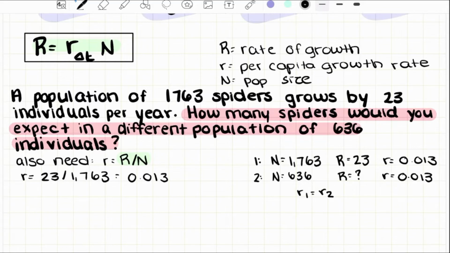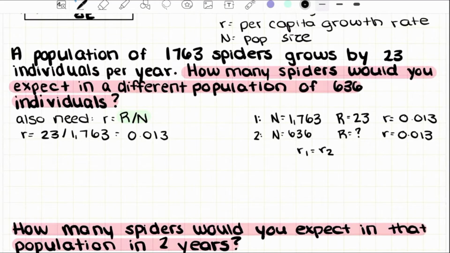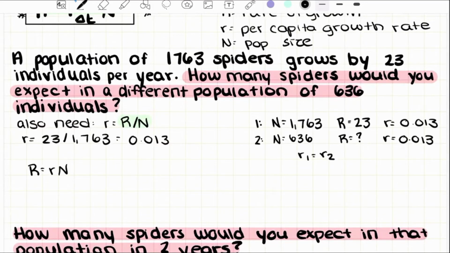Fantastic. Now we have enough information to find out how much the other population grows by. So to do that, we're going to use our shiny new equation to find out how many individuals this population grows by per unit of time. So we know that R is equal to little r times N, which is equal to 0.013 times 636. So 0.013 times 636.